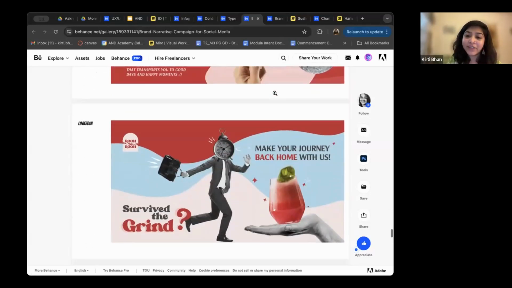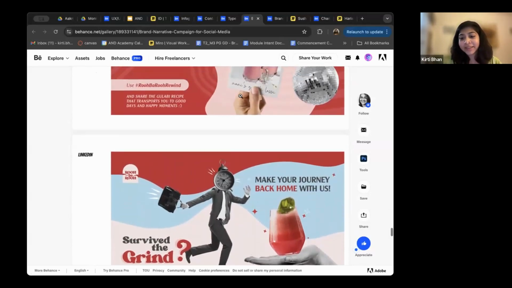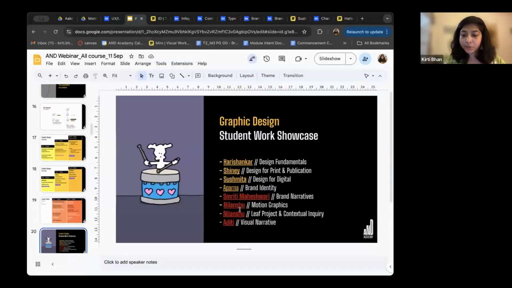And we can see that every platform has its own language, its own style. Still, they look one, yet different and separate, because they are catering to different target audiences. So this is for brand narratives. Now talking about motion graphics.